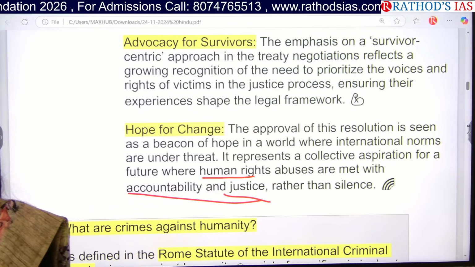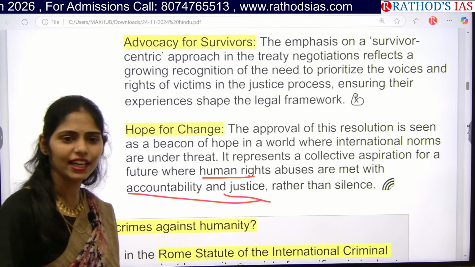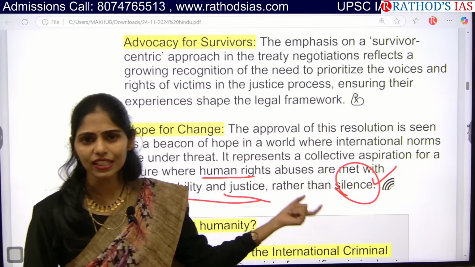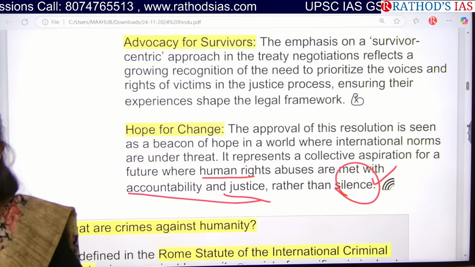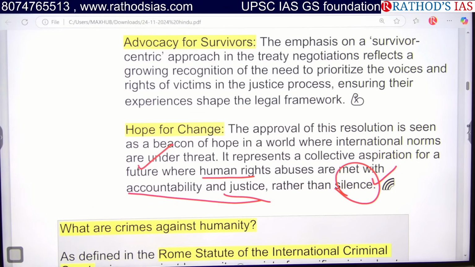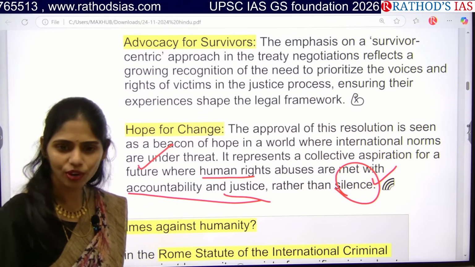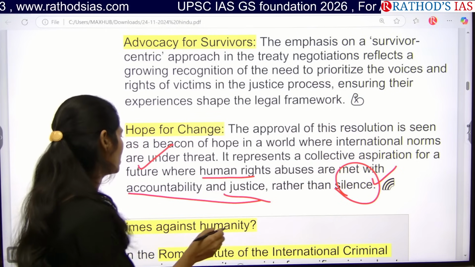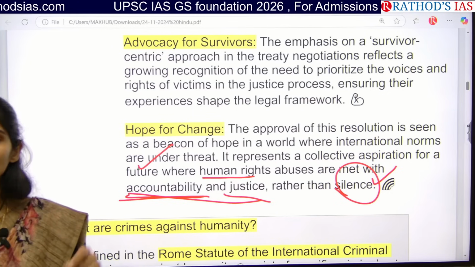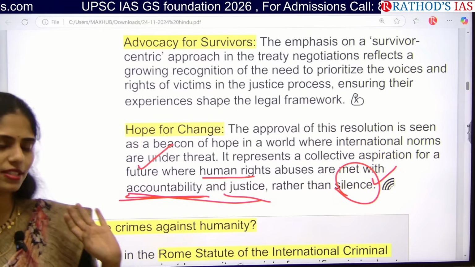Okay, something is better than nothing, right? If we don't have any kind of treaty, yes, we are silent on this. So rather than this silence, when we come up with this kind of treaty, we can ensure that in future this is not going to happen. There will be international cooperation and collaboration between the countries, and we can ensure accountability and even justice to the victims of this kind of crimes.